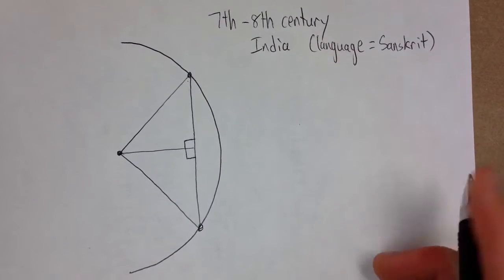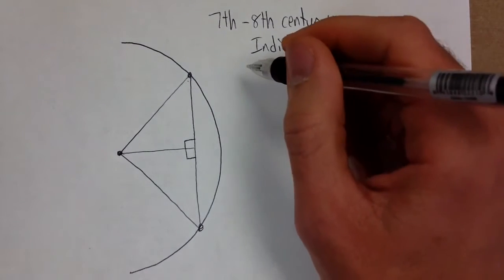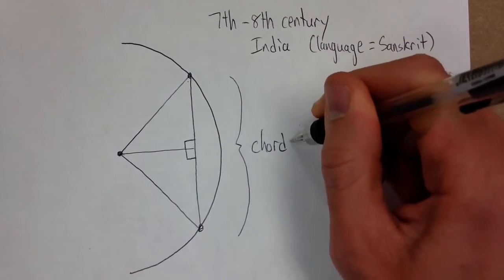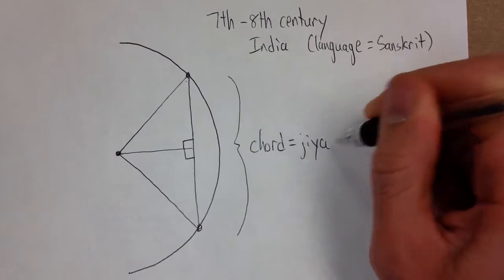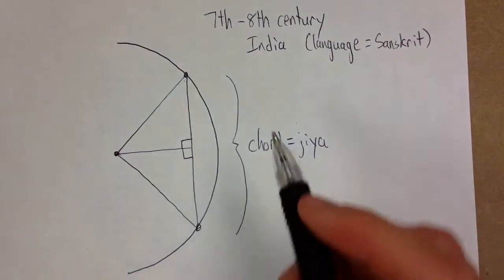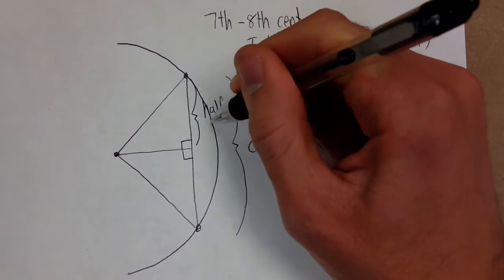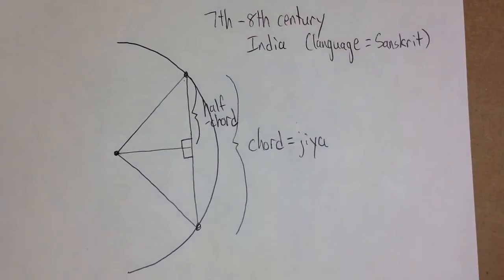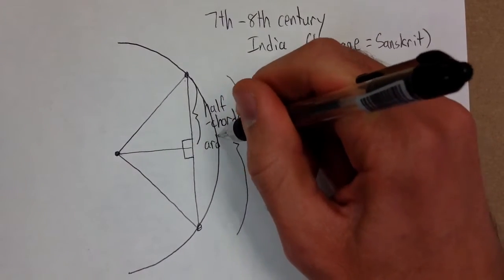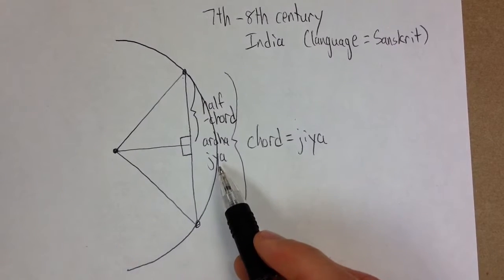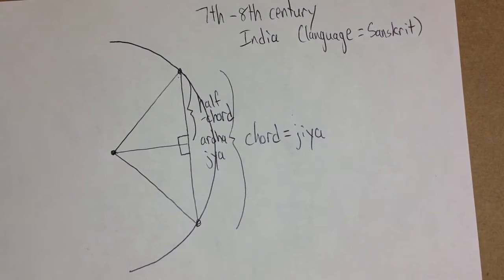So the people who came up with this said, oh, well, this is a chord, which is Jia. And, no surprise, this is half a chord. Ardha Jia. In yoga, there is a pose called Ardha Chandrasana. It means half moon pose. Ardha is half.